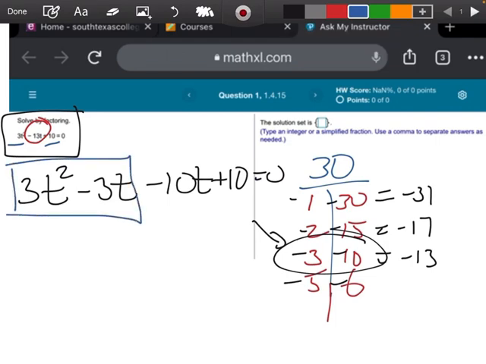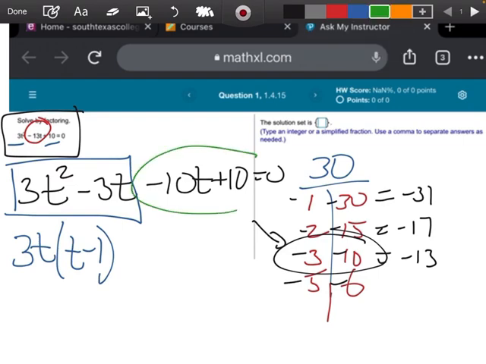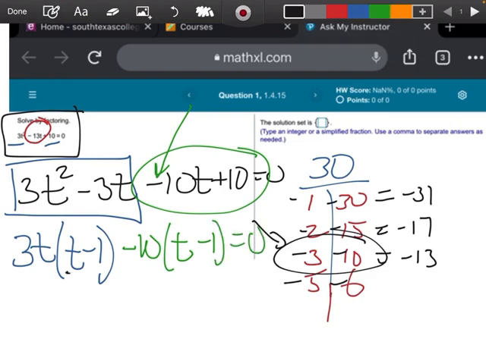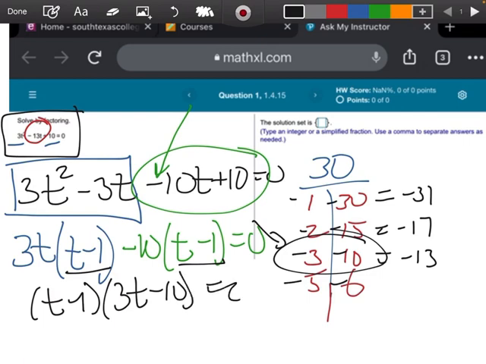So the grouping method says, look, let me box those first two in, and we can factor out a 3t, and I'm left with a t minus 1. And then I'm going to circle these two guys, and the first thing I notice is that piece is negative. So I'm going to take a negative 10 out, and that's going to leave me with a t minus 1. Now we know we're doing this right if that piece and that piece match up, and they do. So t minus 1 and 3t minus 10 equals 0.